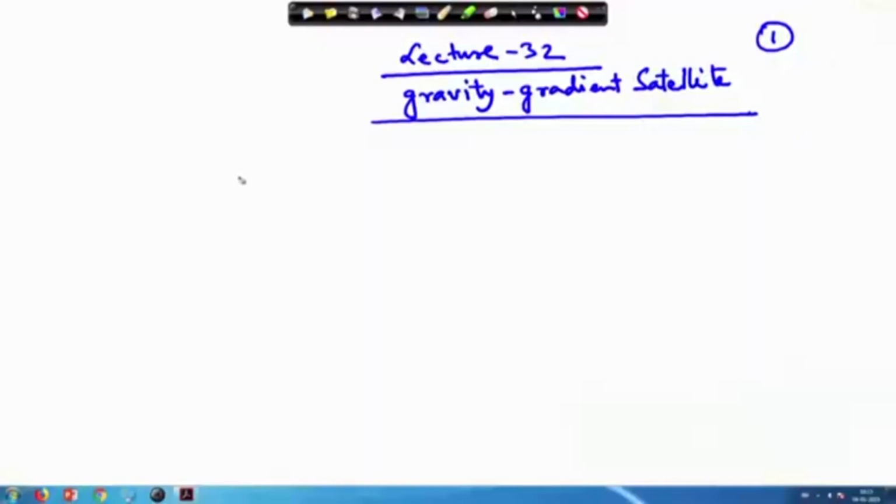Welcome to lecture number 32. Today we will continue with the gravity gradient satellite. If you remember, the last time we derived the gravity gradient moment, it is given by 3 mu by r_c cubed times E tilde, or it can be written in terms of E cap also. I will return to this notation. Cross I double bar dot E tilde b.